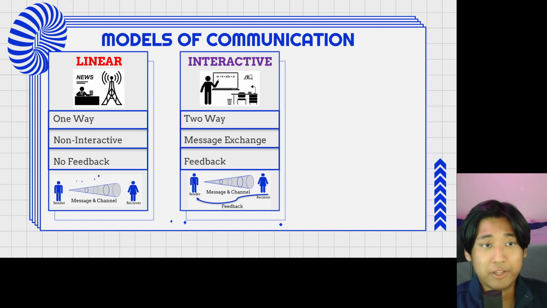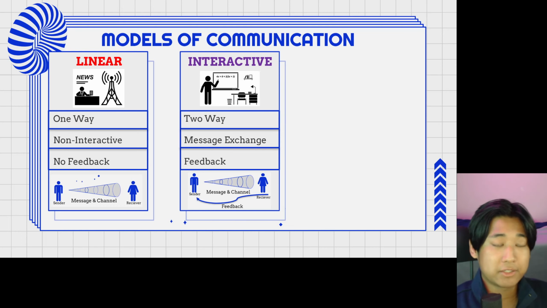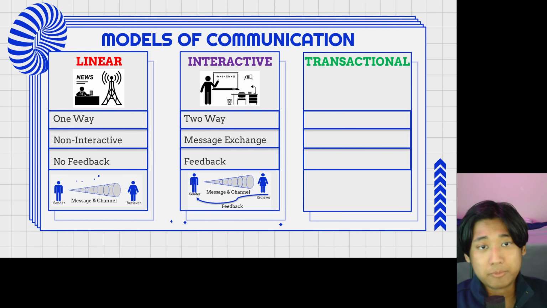So in the interactive model, there's again a sender, a message, a channel, and a receiver just like the last one, but now there's feedback. The receiver gives feedback to the sender. Now, we can look at the third model of communication, which is the transactional model. In this example, we'll use two people having a conversation.